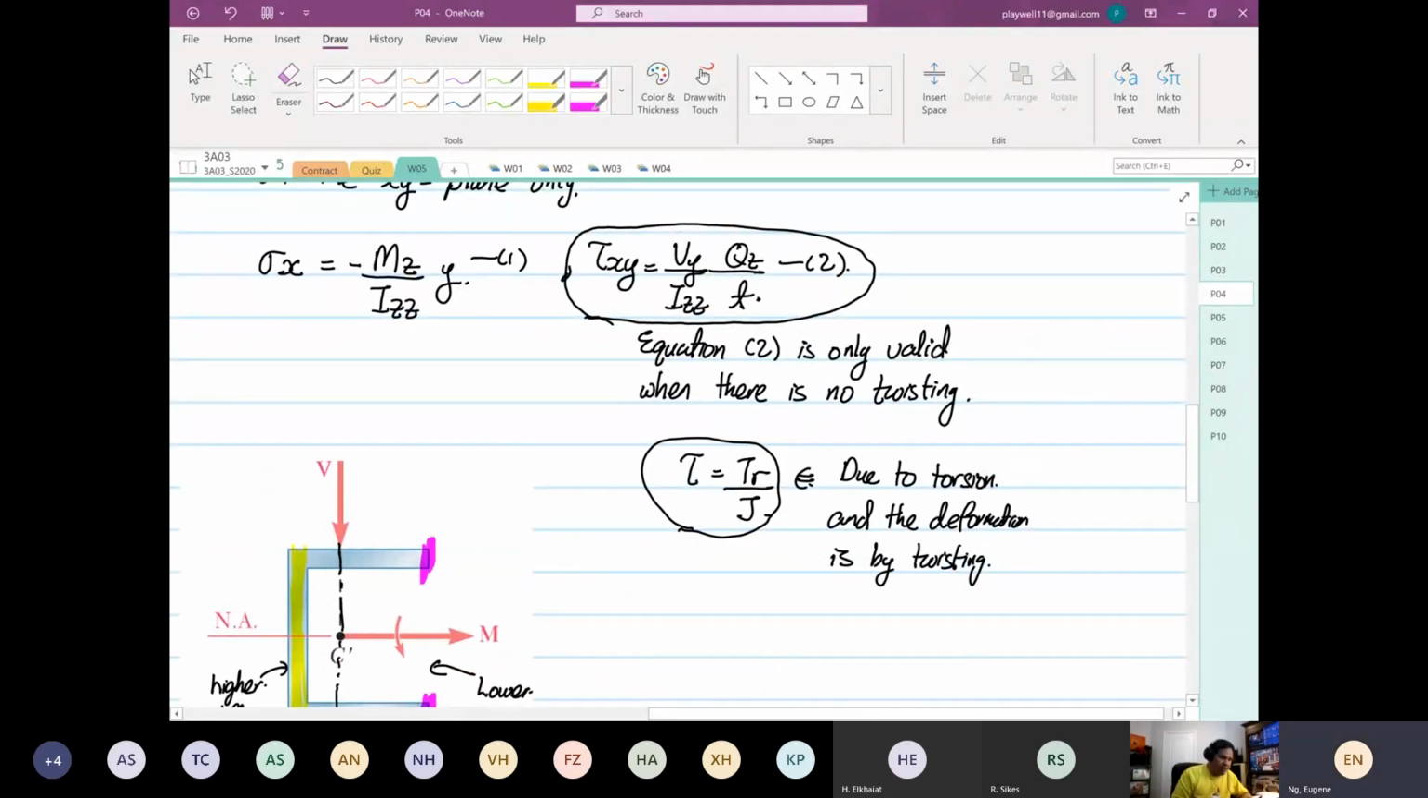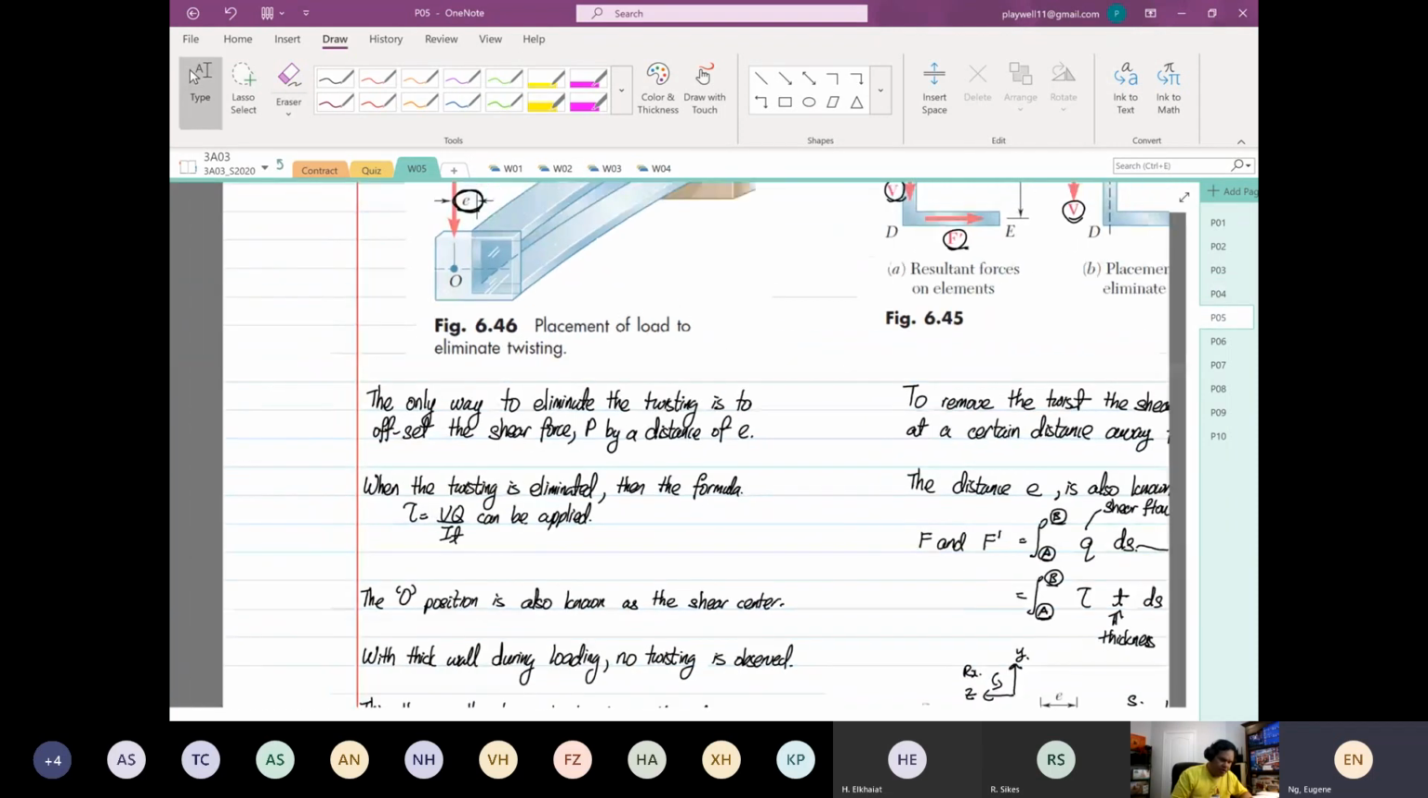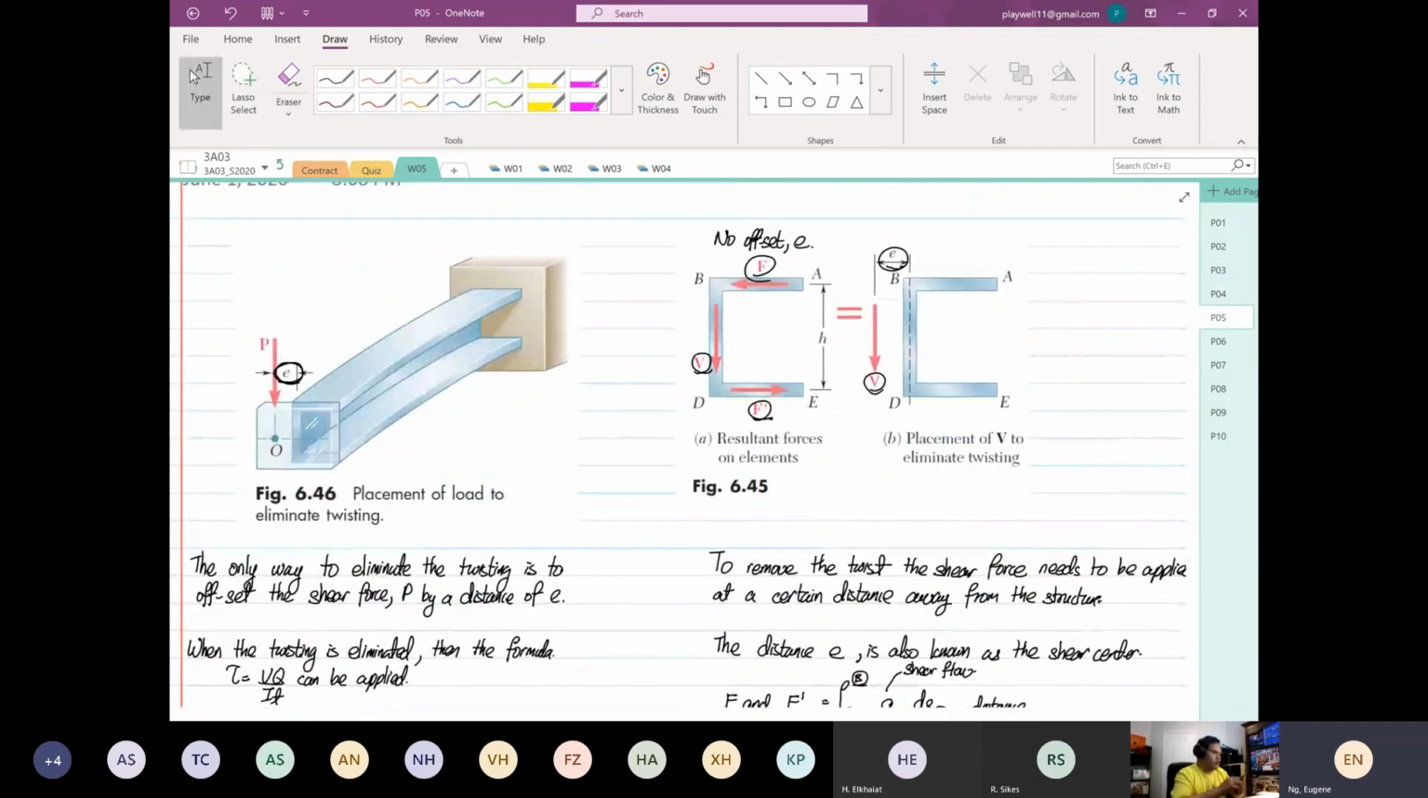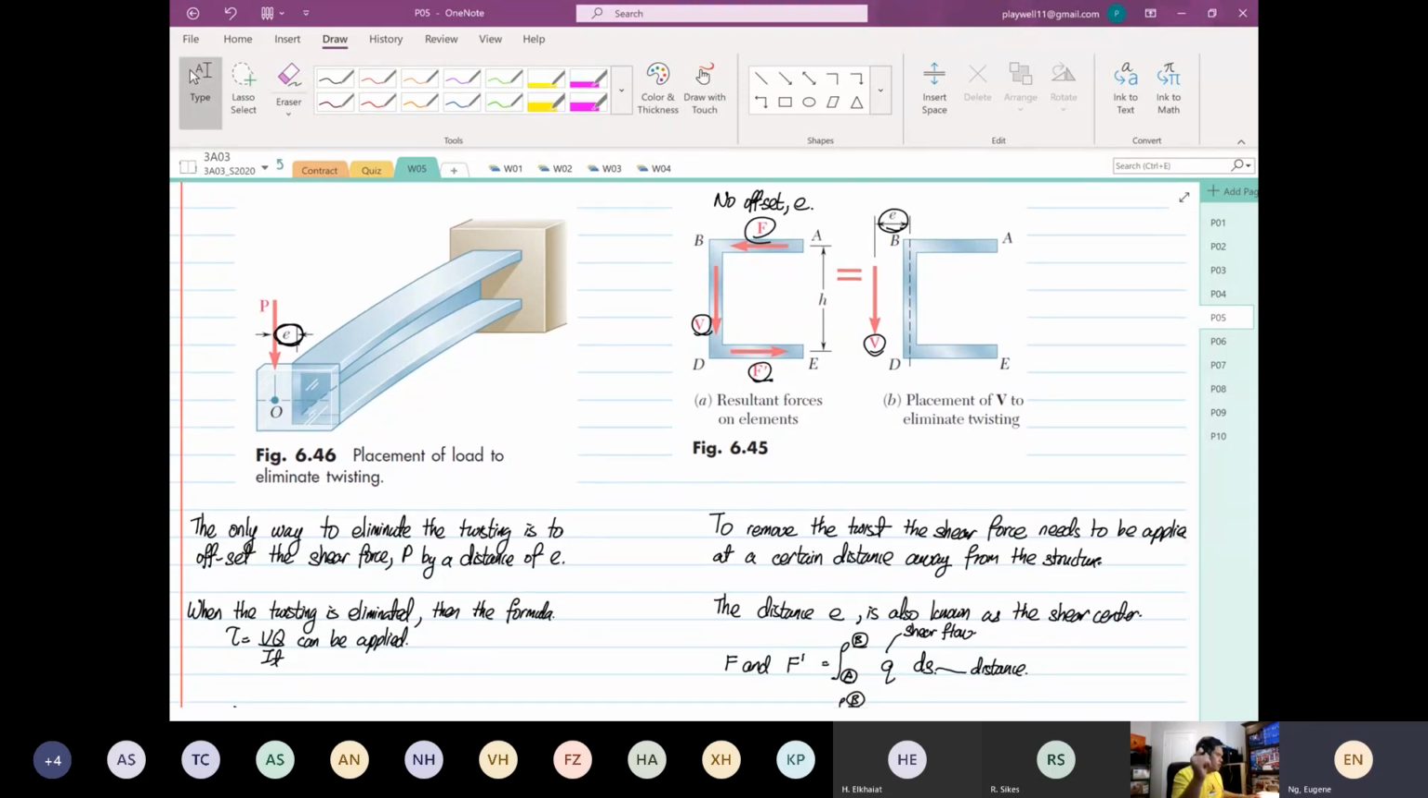Because this formula, from what most of us have learned, is usually for a round section, right? This is not a round section. This is a rectangular section. I mean, you can find shearing stress for a rectangular section due to twisting. I'm not sure that Dr. Koshi taught you that, but for this analysis, we eliminate the twisting effect. Any questions so far?